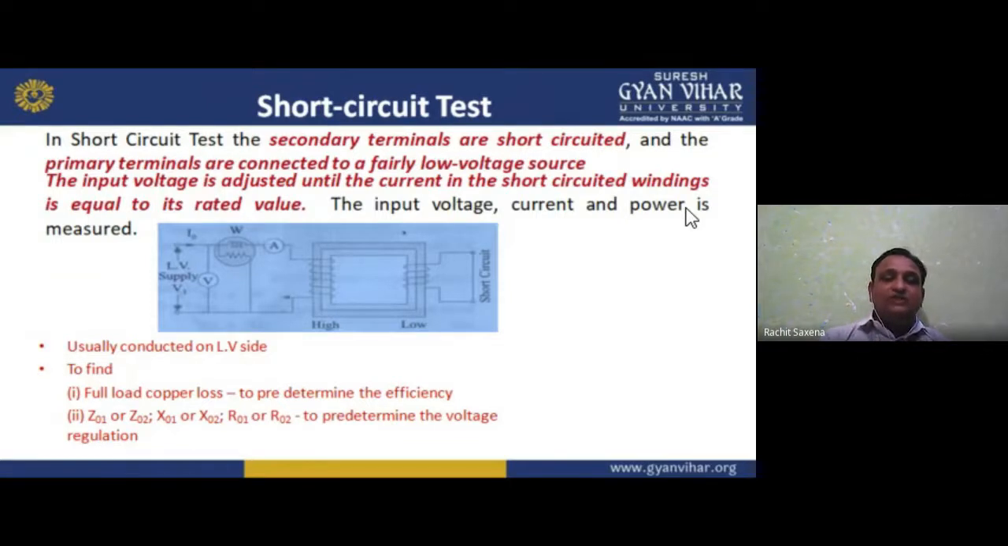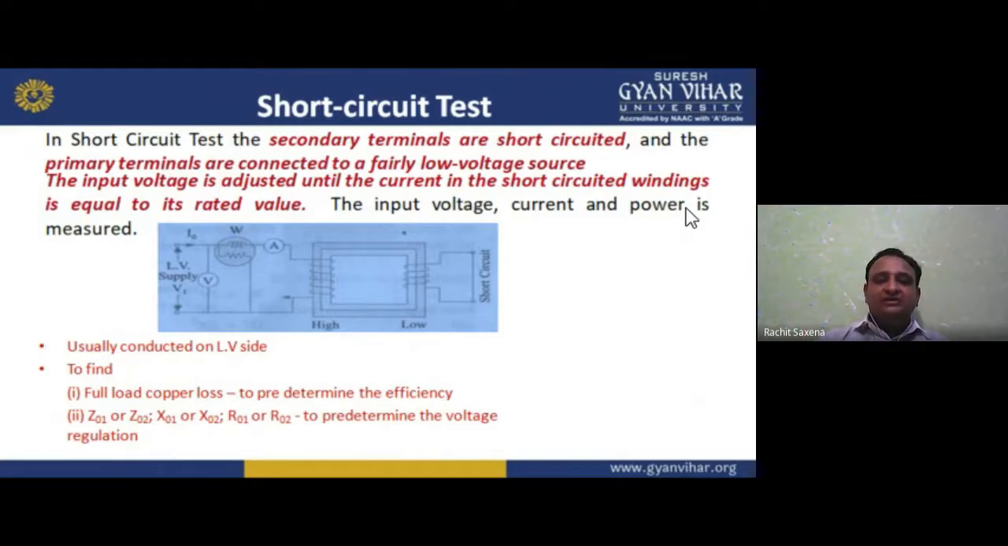In the high voltage winding, we give the supply and connect the ammeter, wattmeter, and voltmeter, and on the secondary side we make the short circuit. So the low voltage winding is short circuited and the high voltage is open. In the previous case, we gave the supply to the low voltage winding in the open circuit test, but below the rated voltage. Now see what we can do here.